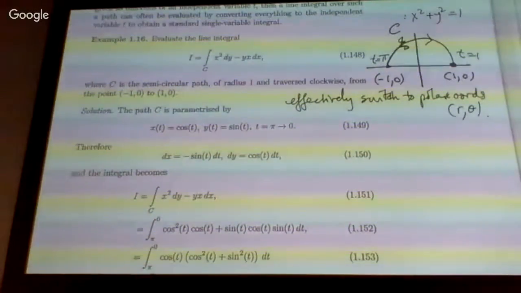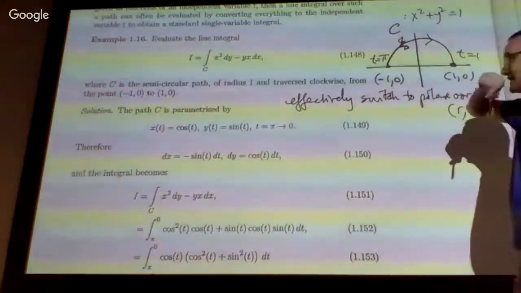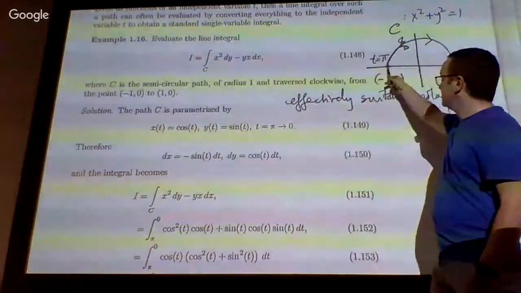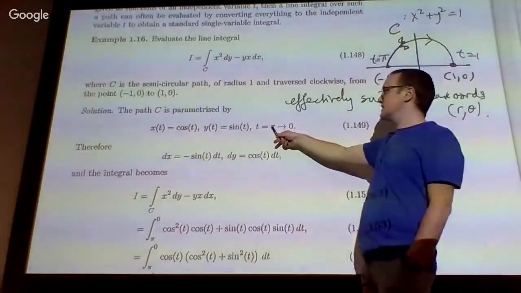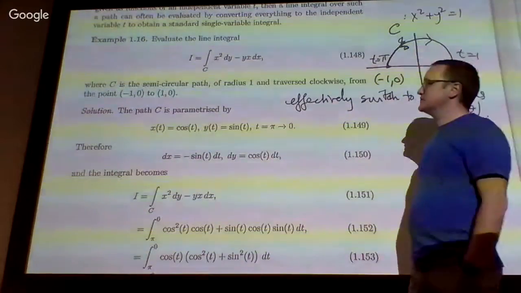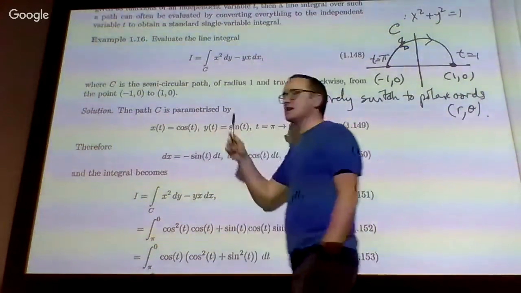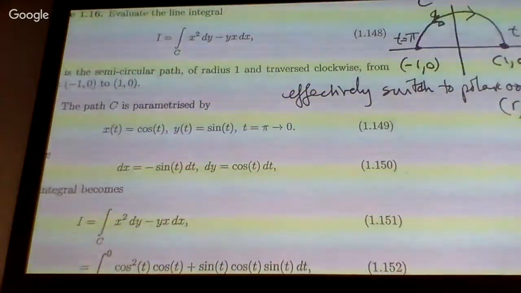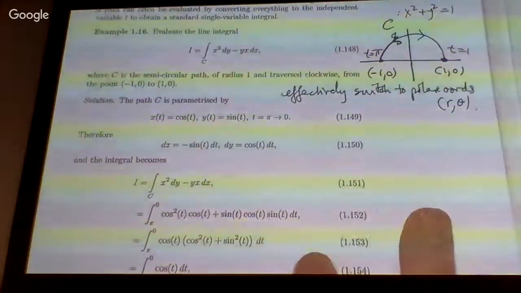So anyway, upshot of it all, we're going to describe the path differently. We introduce a third variable, t, this angle or a time-like thing, and t is going to descend from pi to 0. We start at pi and end at 0, and our x and y coordinates are nicely expressed in terms of t: cosine t and sine t.